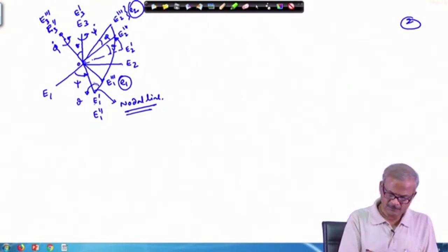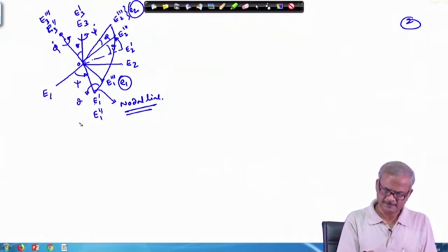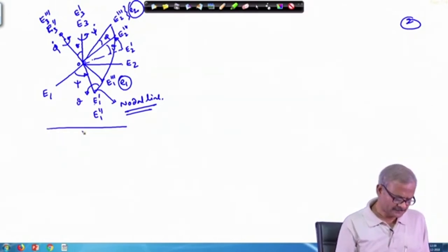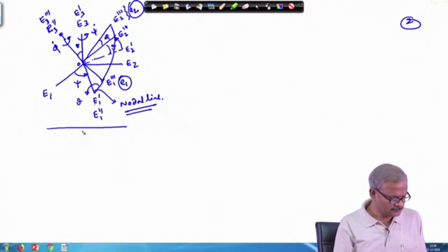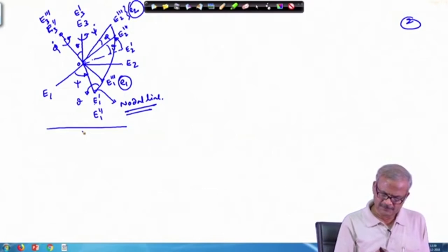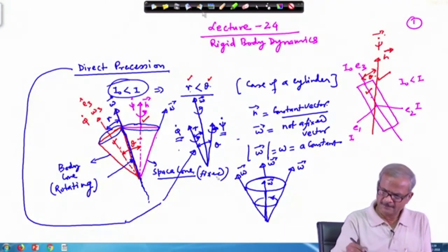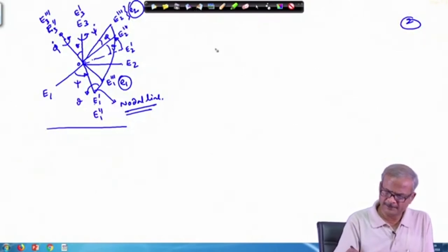If we write this as O, then O and E1 prime or E1 double prime rotates in anti clockwise direction, because H we have taken along this direction and accordingly we have written. So, this figure is of great importance, and we will do a little exercise to come to the conclusion whatever we have done earlier through a little bit of theory.